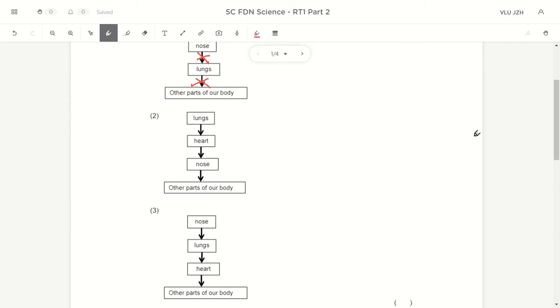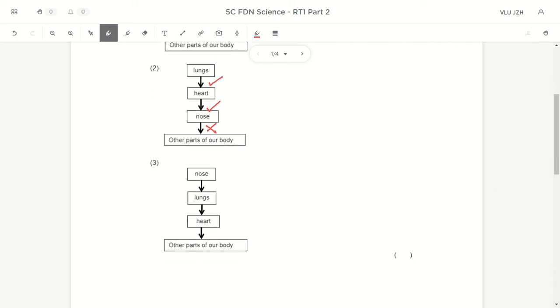Now again we talk about oxygen, so look at 2. Oxygen flows from the lungs to the heart through the blood, so the blood brings oxygen from the lungs to the heart, correct. The lungs can pump to the nose. However, does the nose after that go to the rest of the body? No, I don't think so. The nose after that will go back to the heart. So the next one.